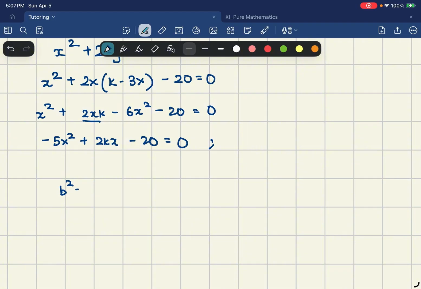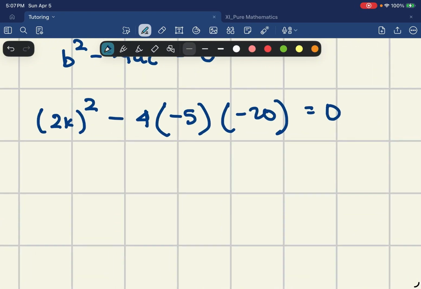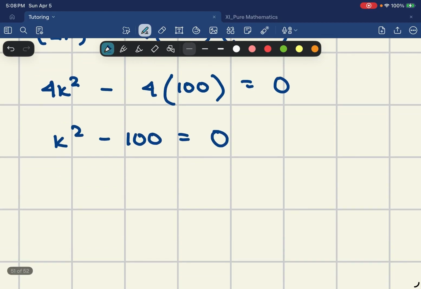So our discriminant, again, only one intersection, that means we only have one repeated root, that means b squared minus 4ac has to be 0. So b is 2k, squared, minus 4, a is negative 5, c is negative 20. So 4k squared minus 4 times negative 5 times negative 20, that's positive 100. And I can divide by 4. So I just divided both sides by 4. I get this equation.